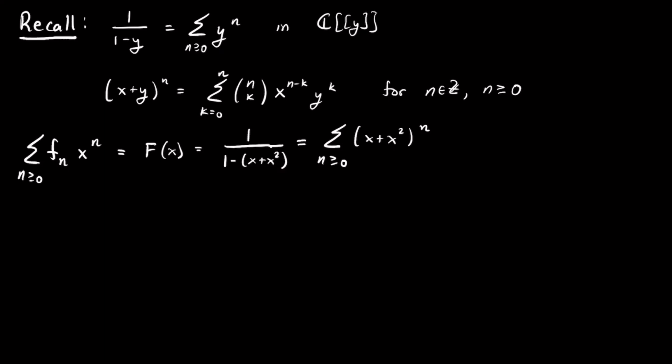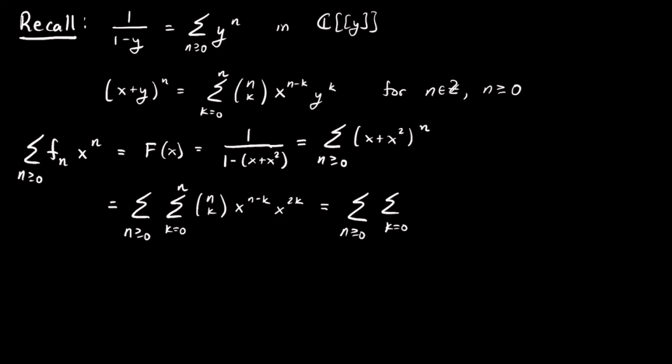And now what I can do is I can use this binomial expansion to try to figure out what x plus x squared to the n is. Okay, so let's continue. So this is going to be the sum, where n is bigger than or equal to 0, of the sum of n choose k, k going from 0 to n, of x to the n minus k times x to the 2k. And then I might notice that this is equal to the sum n bigger than or equal to 0, of the sum k going from 0 to n of n choose k, and then x to the n minus k times x to the 2k is just x to the n plus k.